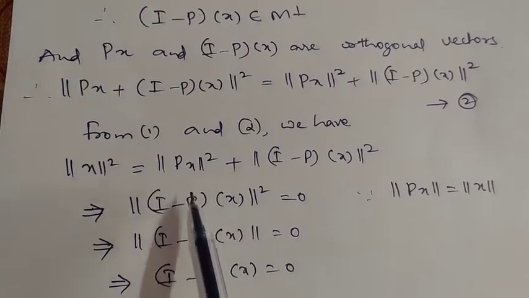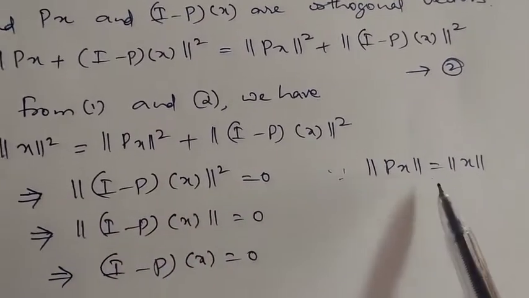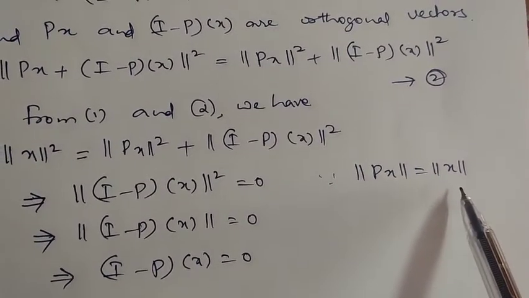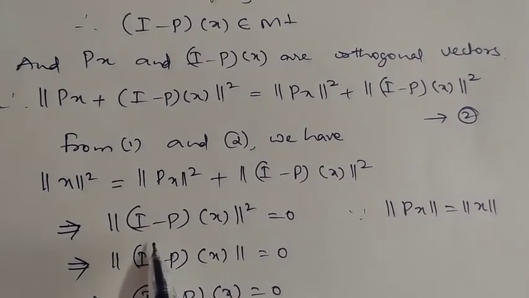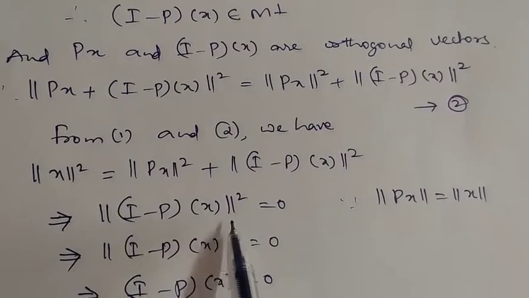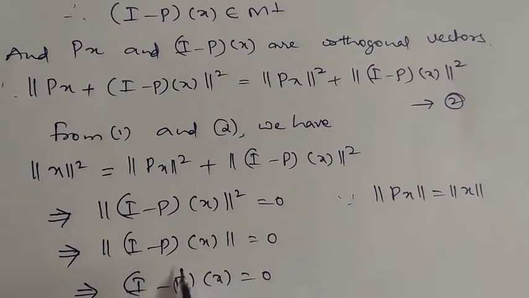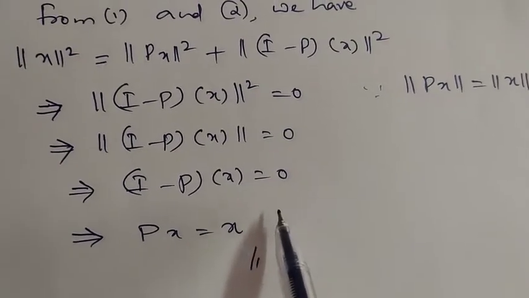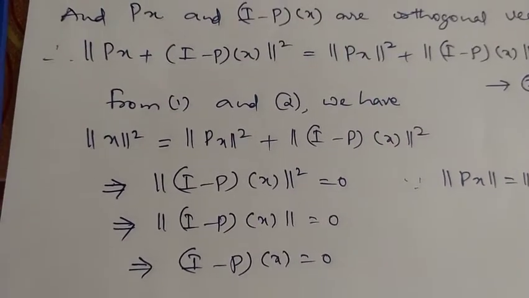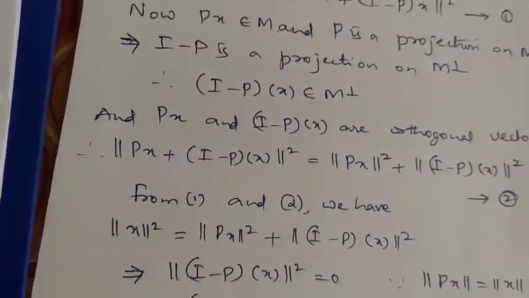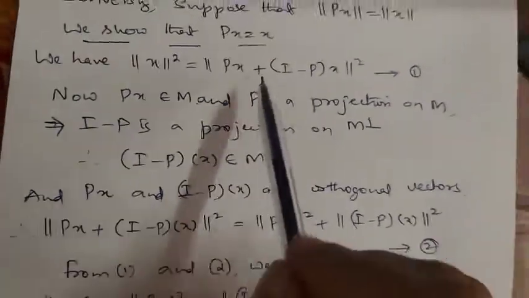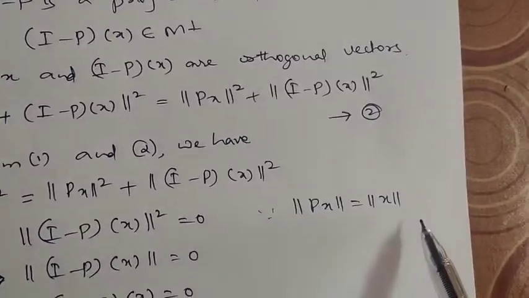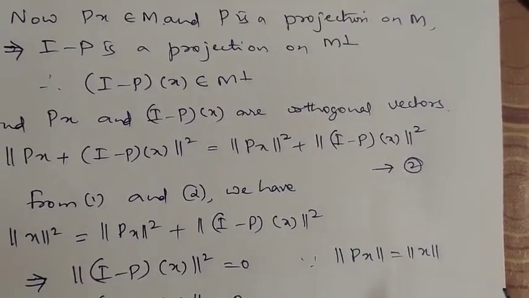So norm of P of X is equal to norm of X, which means P of X is equal to X. Therefore this implies norm of I minus P of X whole square is equal to 0, or norm of I minus P of X is 0, or I minus P of X itself is 0, or P of X is equal to X. Understand this? So we have shown P of X is equal to X, assuming norm of P of X is equal to norm of X. This is one result.